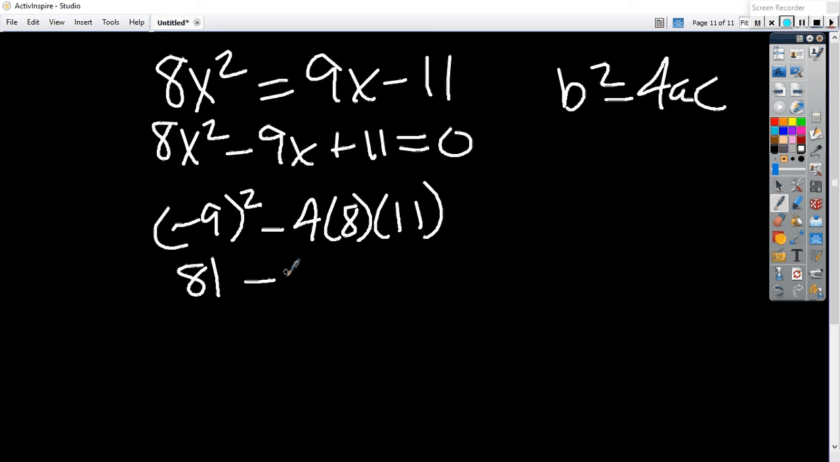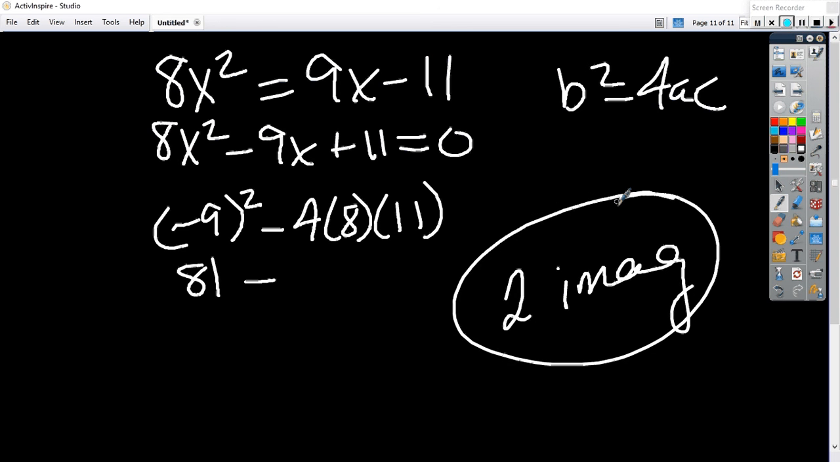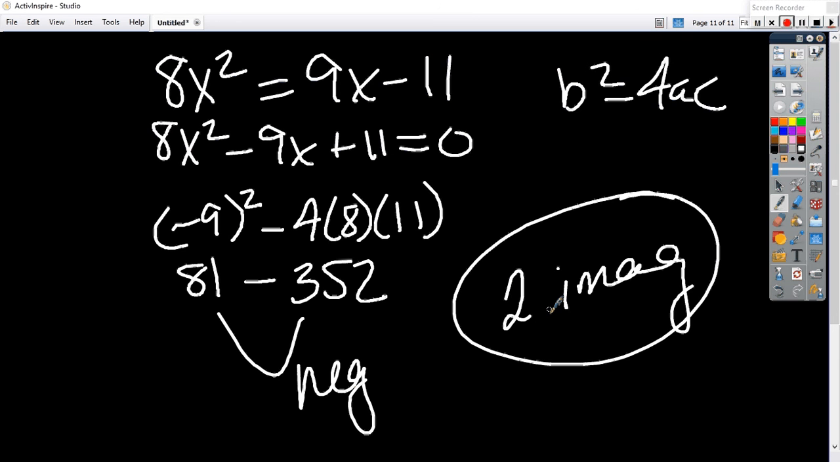It's going to be 2 imaginary numbers. And in fact, you don't have to take it all the way out. I can look at that right now and know that number's going to be bigger than 81, right? So this is going to be a negative, so it's going to be 2 imaginary. But what is 4 times 8 times 11? 352? So when I subtract these 2, I get a negative number, which tells me 2 imaginary solutions.